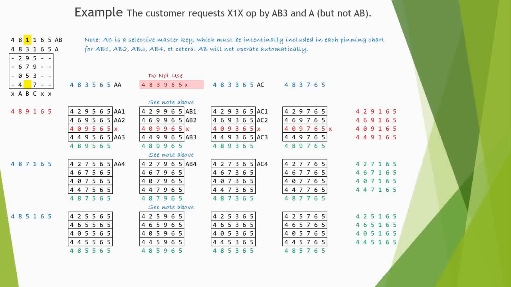Also notice that I marked the vertical group master of the AB group as do not use. The reason for that is that this is the key that we normally would have used for AB, and we need to make sure that whoever comes along behind us and reads this paperwork understands what's going on. That's why I've added this note to explain that AB is a selective master key, must be intentionally included in each pinning chart. It will not operate automatically.